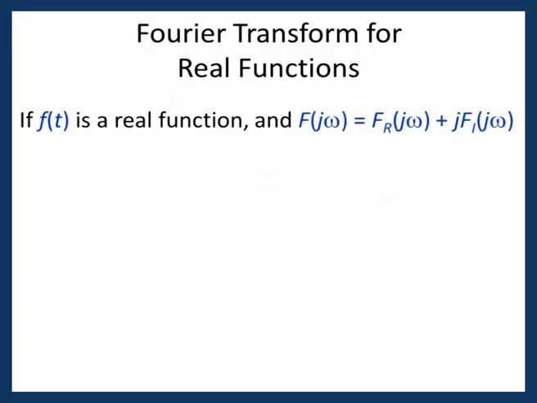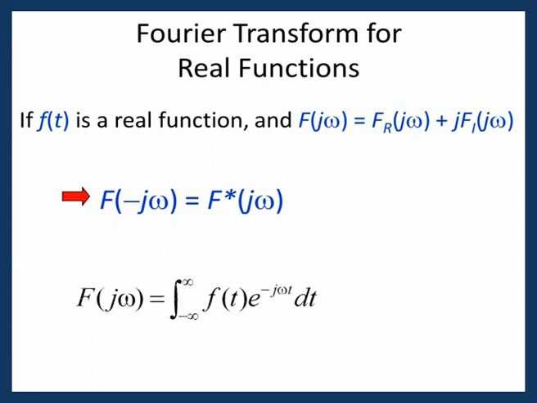That means if f of t is a real function and F of jω is F_R of jω plus j F_I of jω, then F of minus jω will be equal to F star of jω, because f of t is a real function and F of jω is, as we all know, the integral from minus infinity to plus infinity of f of t e to the power of minus jωt dt, and F star of jω will be the integral from minus infinity to plus infinity of f of t e to the power of jωt dt instead of minus jωt.